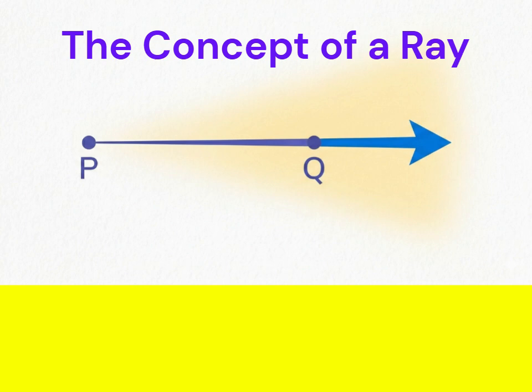The concept of a ray. Think of a flashlight or the sun. Light starts at a source and travels forever in one direction. This is a ray. It has one fixed starting point, called the initial point, and an arrow on the other side showing it never stops. When naming ray PQ, always start with the end point, P. The direction matters.